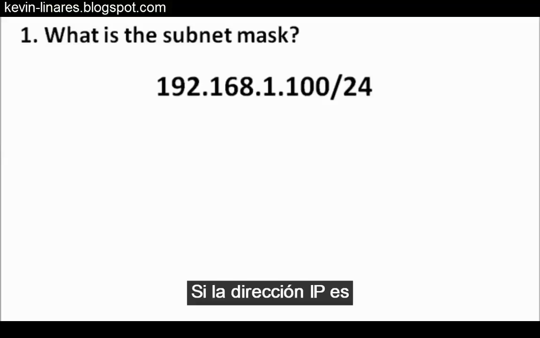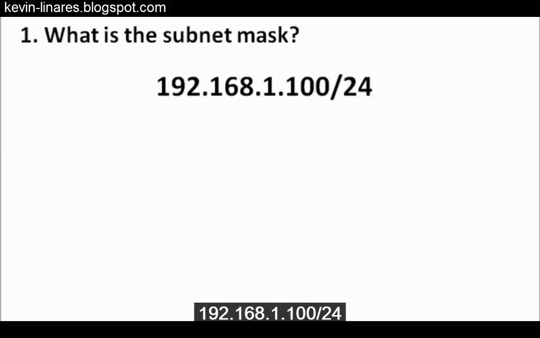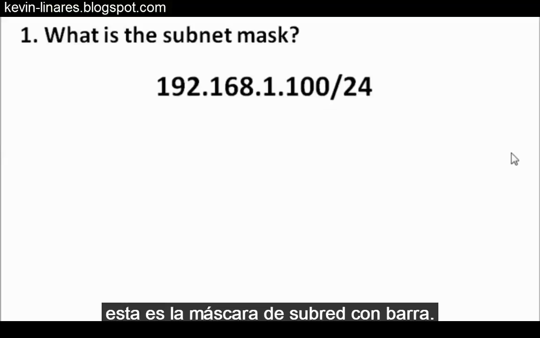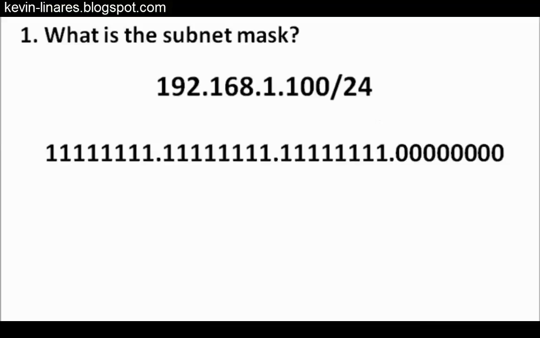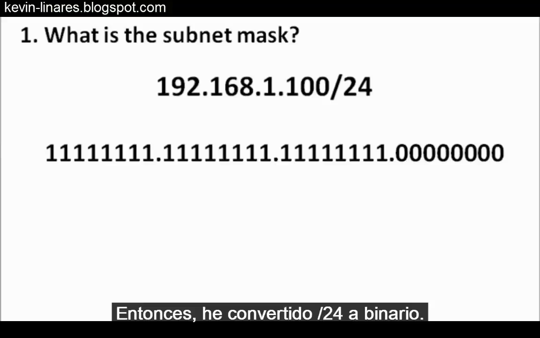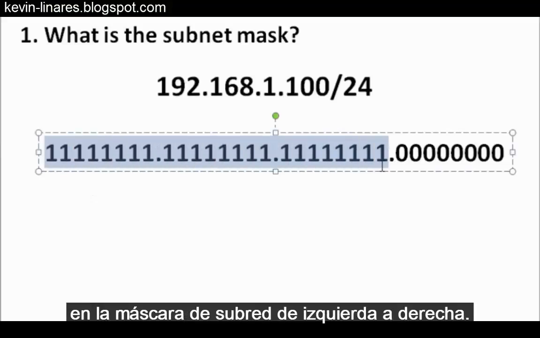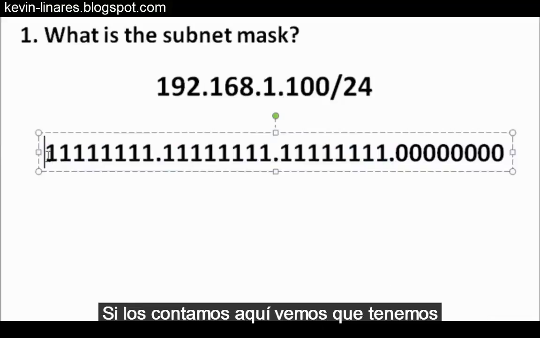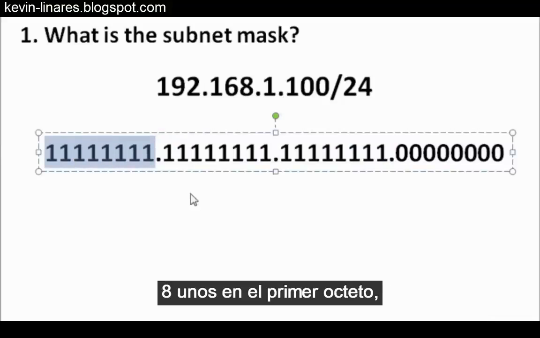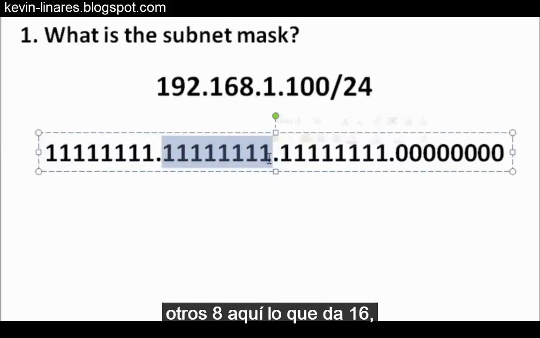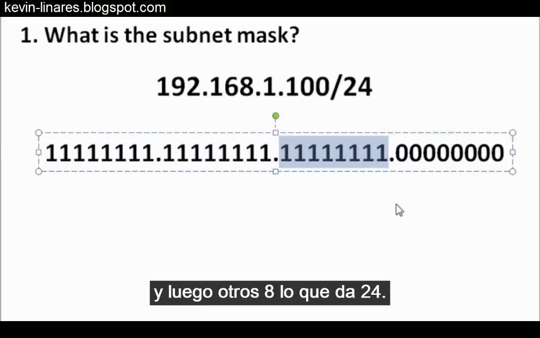If our IP address is 192.168.1.100/24, this is our subnet mask in slash notation. The first thing we'll need to do is convert this to binary. So I've converted /24 into binary. Notice that /24 denotes that there are 24 ones in the subnet mask, counting from left to right. If we count them up here, we can see that we have 8 ones here in the first octet, another 8 here makes 16, and then another 8 makes 24.